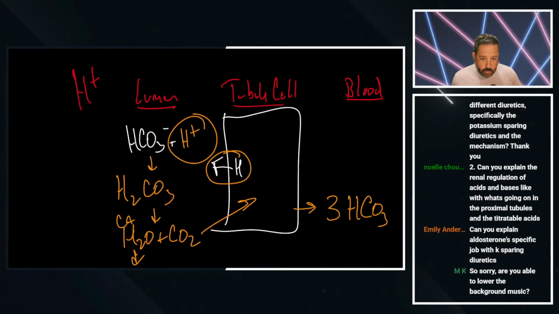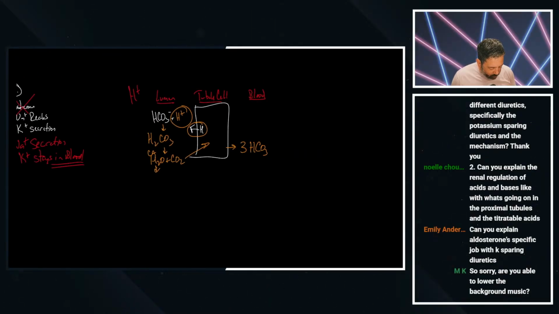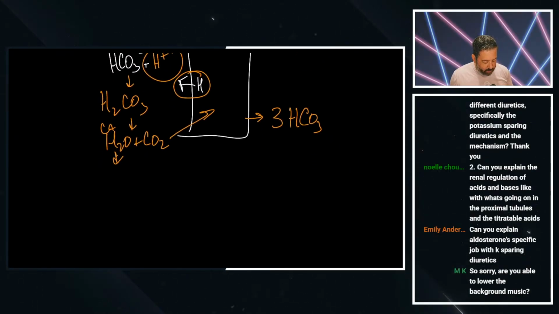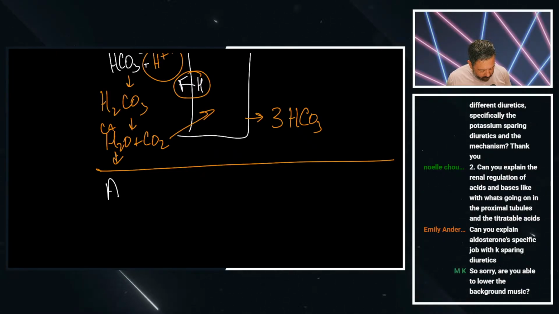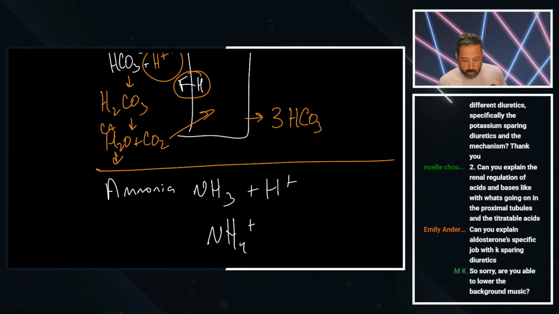The other way we can get rid of the hydrogen is with ammonia. Okay, it's NH3. We can bind it to the hydrogen, making NH4 plus. That just stays in the urine and it's gone. We can pee it out. So that's another way we can get rid of a hydrogen.